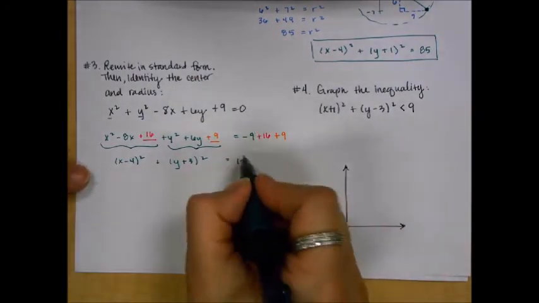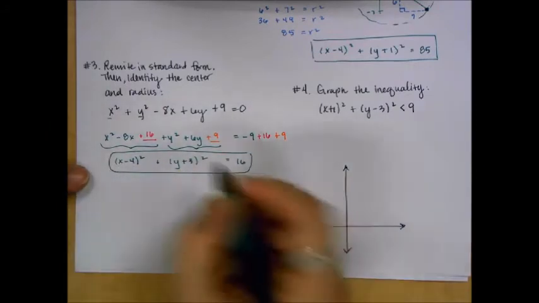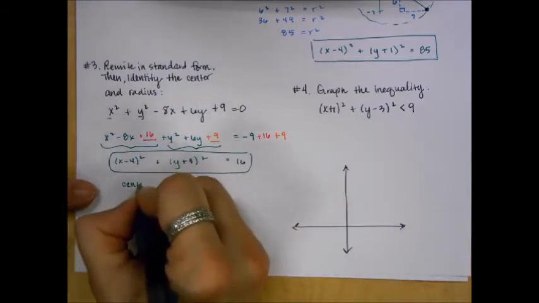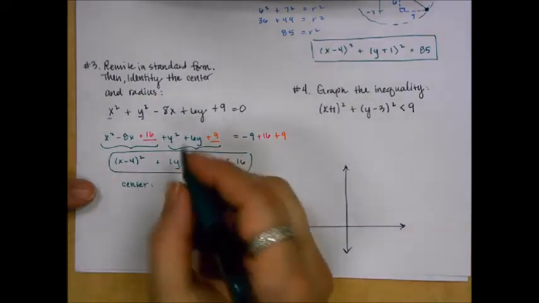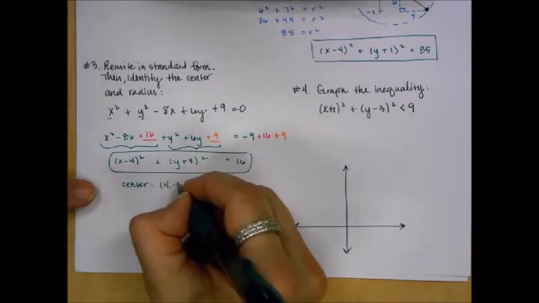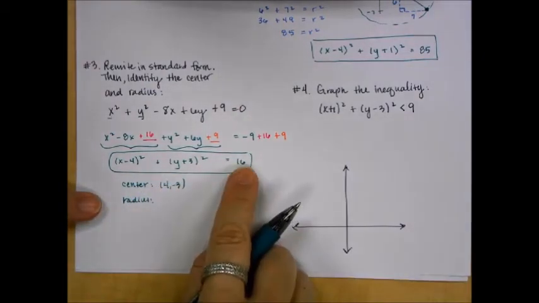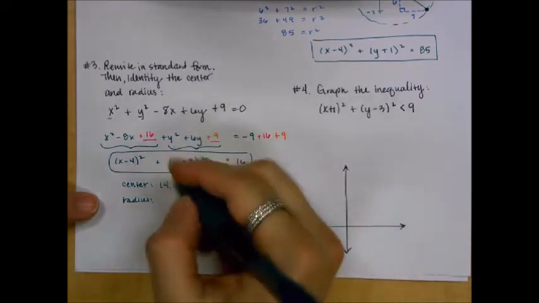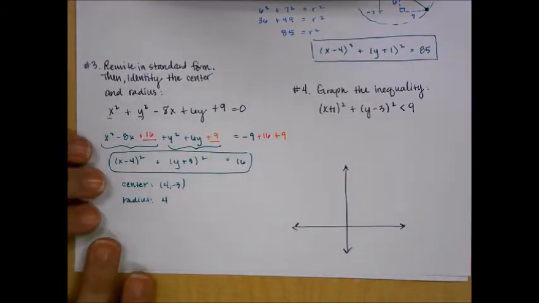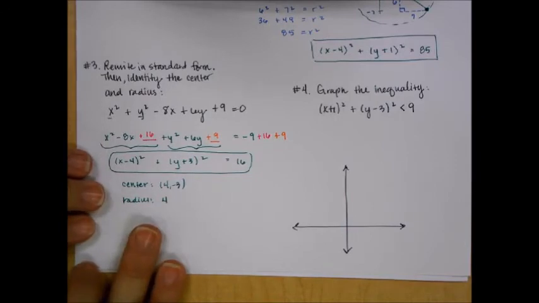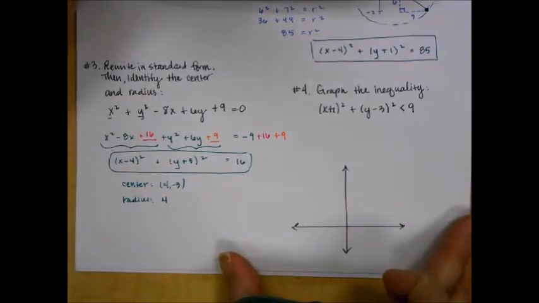So identifying now the parts of the circle, the center. So (h, k), so positive 4, negative 3. And the radius. Remember that you're looking at r squared, so the radius is 4. We could also take that and sketch it if we had to. We're going to practice sketching here in the last example. And this one specifically is an inequality.